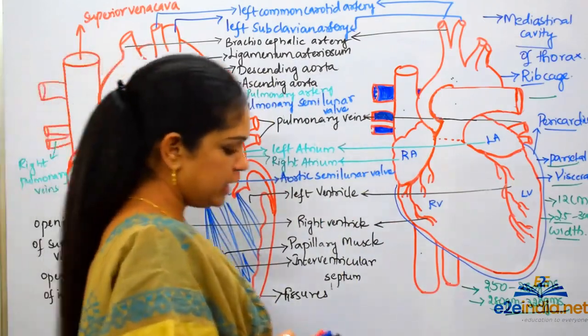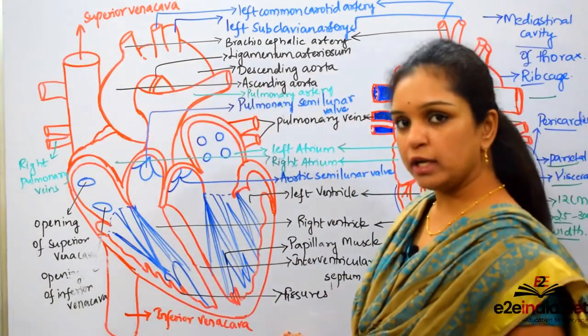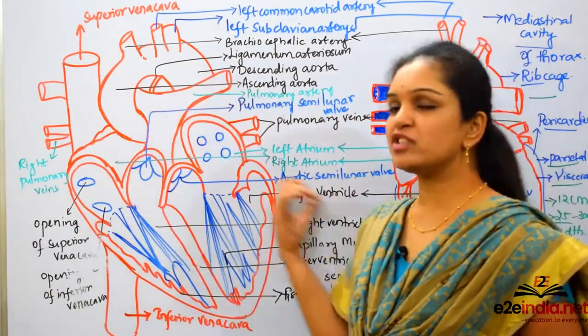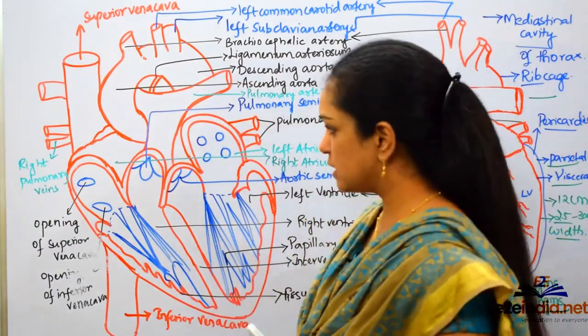When it comes to the internal structure, we can find different parts present over here. First, let us start with the chambers of the heart. There are 4 chambers present in the heart.